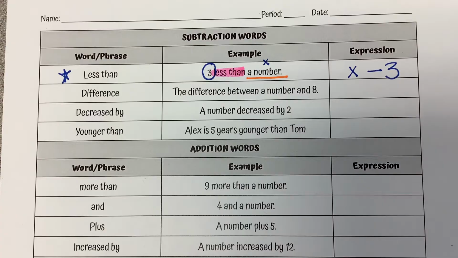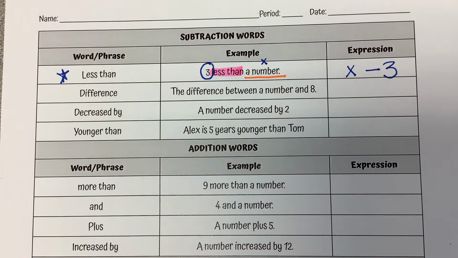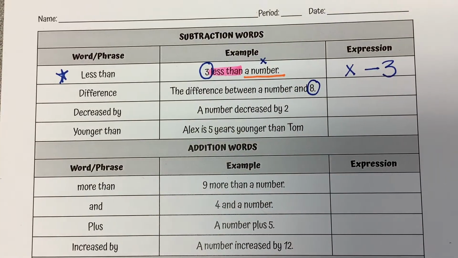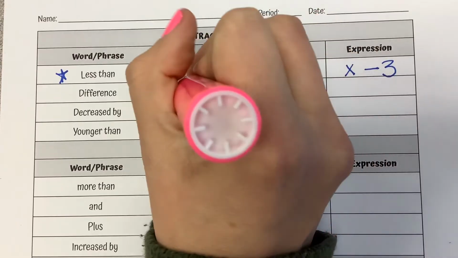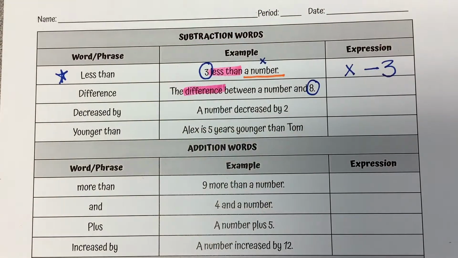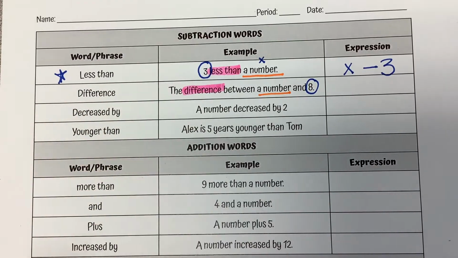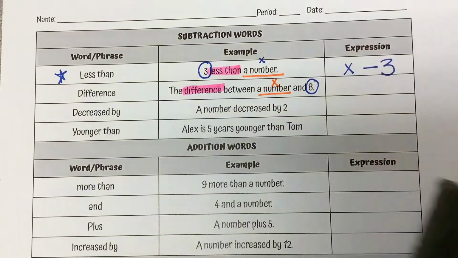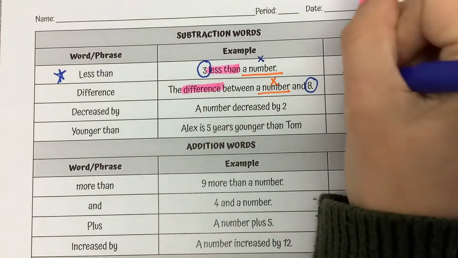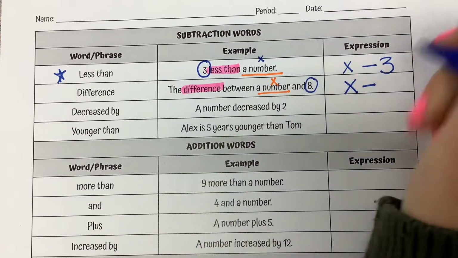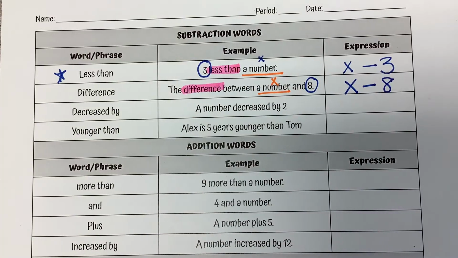So let's look at the next example. The difference is our keywords. The difference between a number and 8. So I'm going to circle my number that's given to me. I'm going to highlight the keyword, which we already know is difference. And our unknown here, we don't know what this number is. In this instance, when it just says difference, we go in the order that it is given. So it starts with our unknown number x. Difference means subtraction. What is it, the difference between x and 8? So x minus 8.